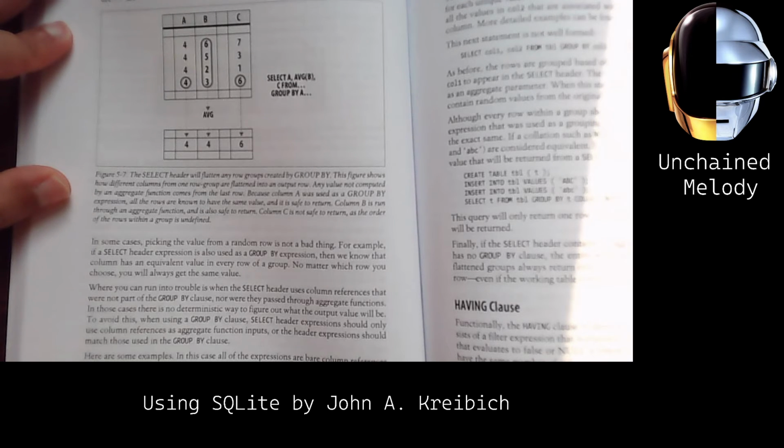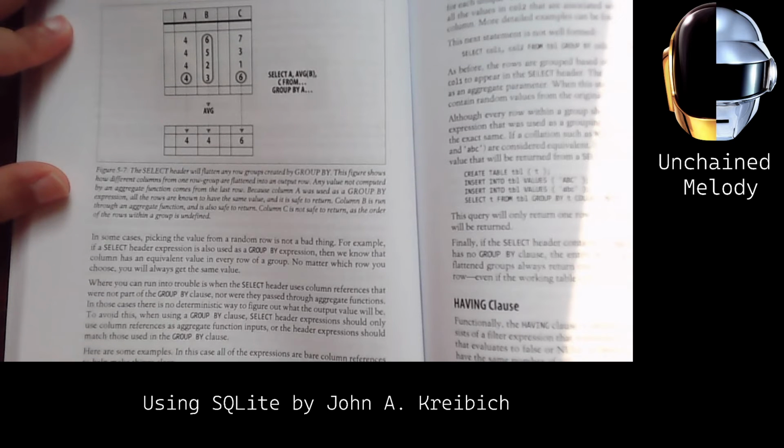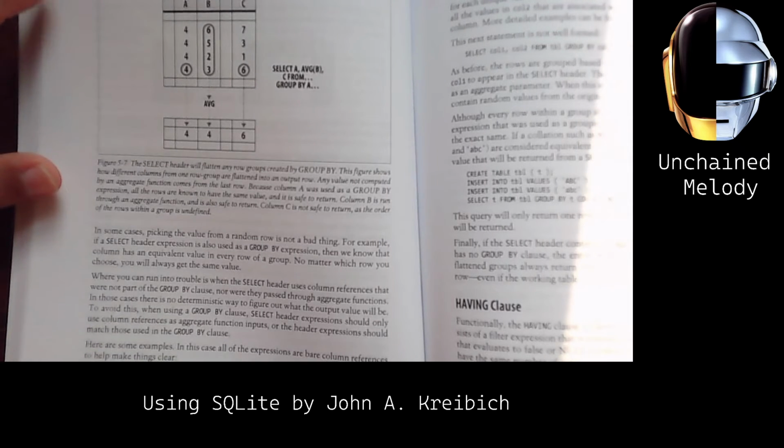Any value not computed by an aggregate function comes from the last row. Because A was used as a group by expression, all the rows are known to have the same value. It is safe to return. Column B is run through an aggregate function and is also safe to return. Column C is not safe to return, as the order of the rows within a group is undefined.